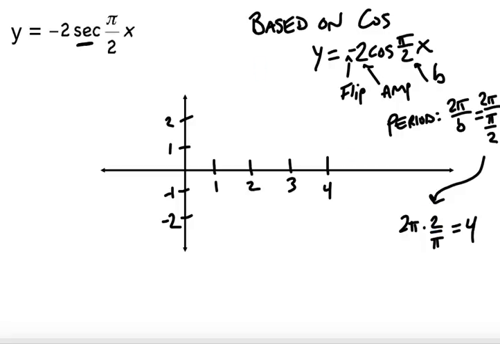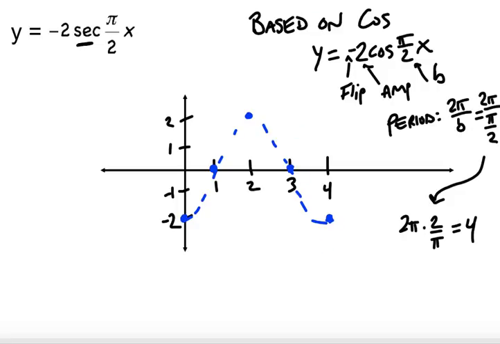So cosine flipped. Cosine normally starts up high, but we're flipping it. So it's going to start low and end low. Halfway in the middle is where it would go up. And then it has to cross through the x-axis to get there. So this would be our flipped cosine graph with an amplitude of 2 and a period of 4.